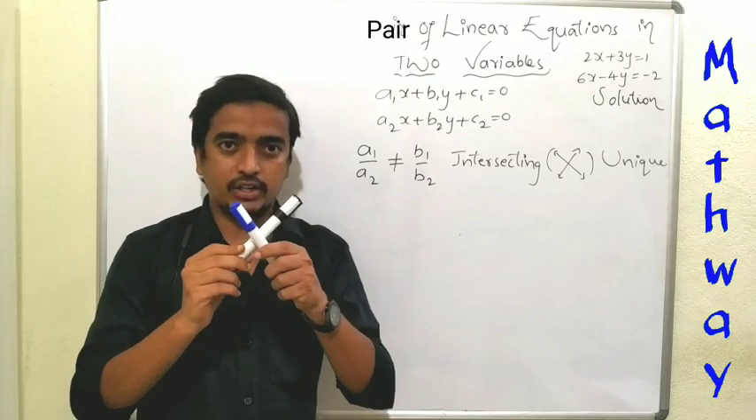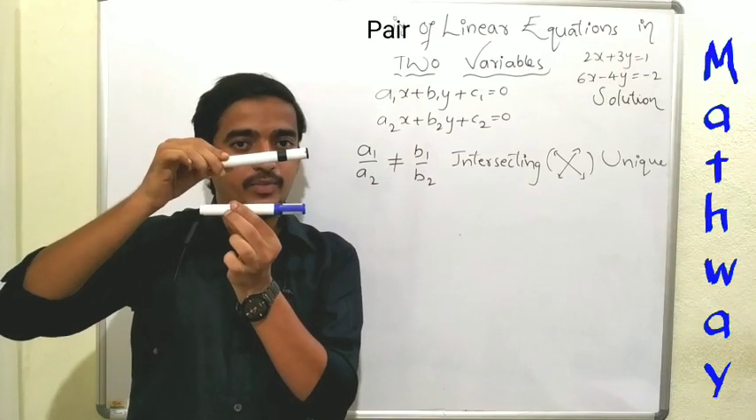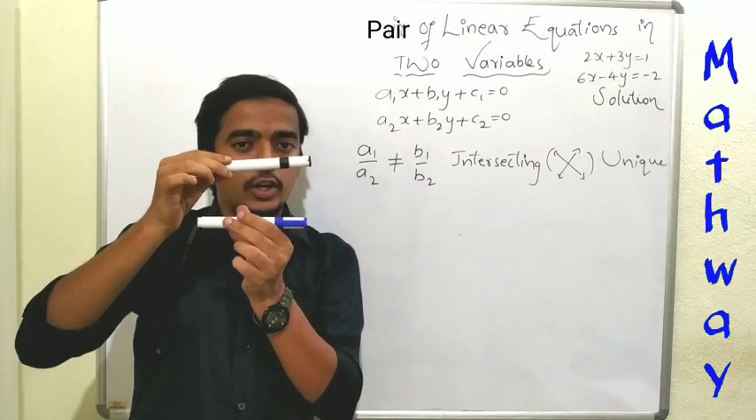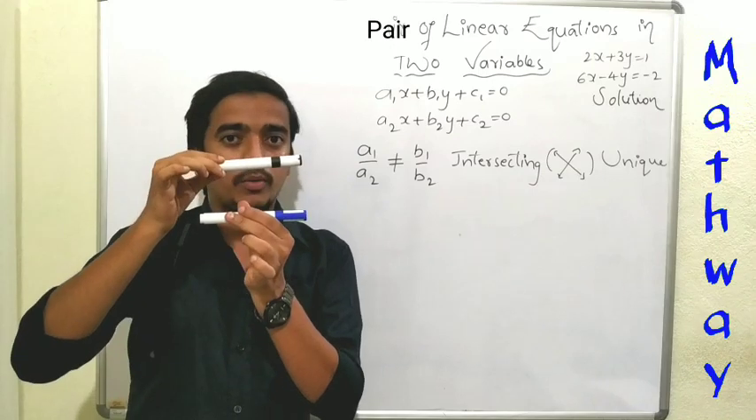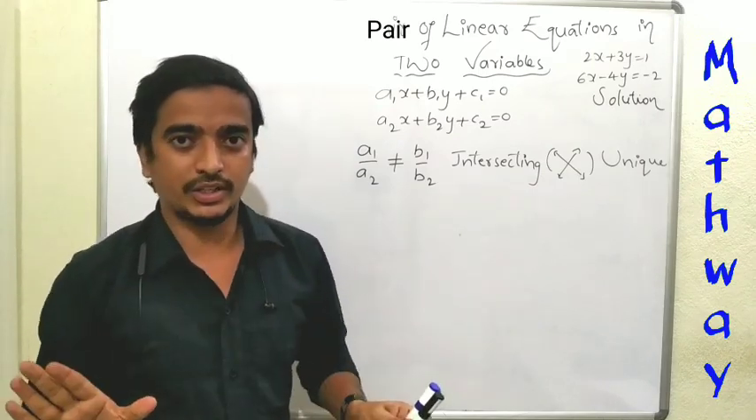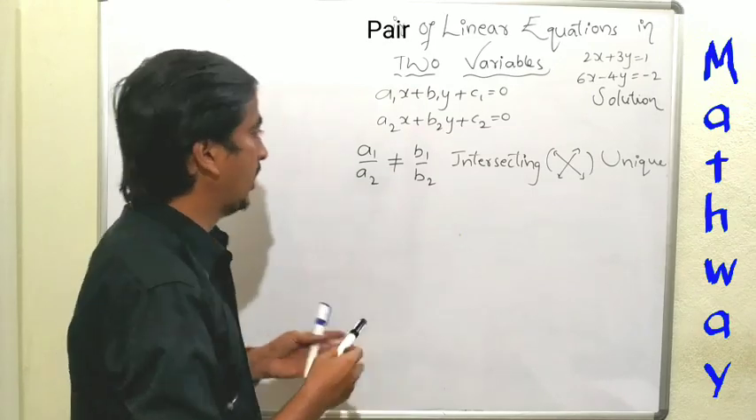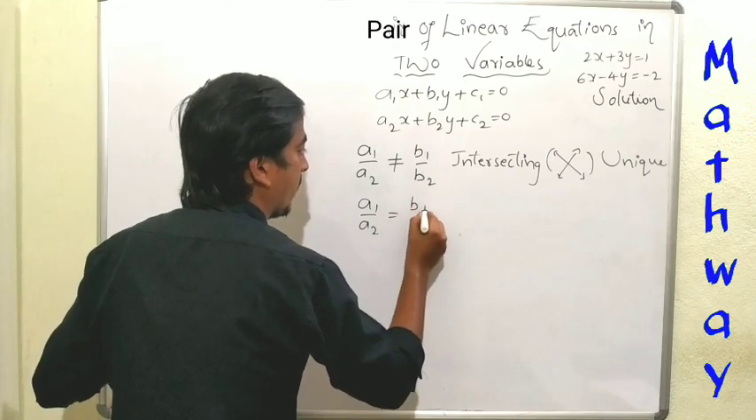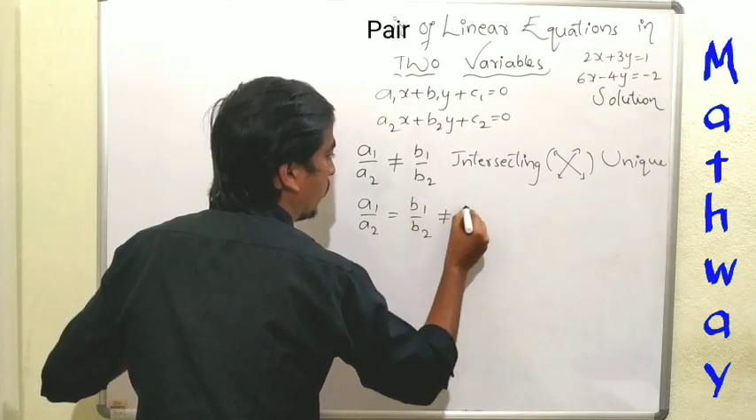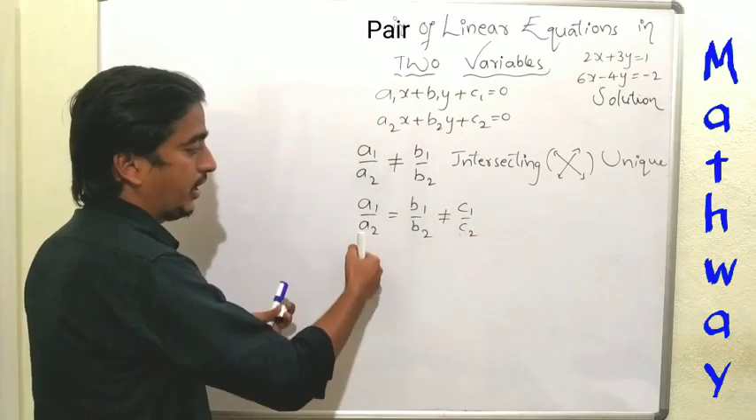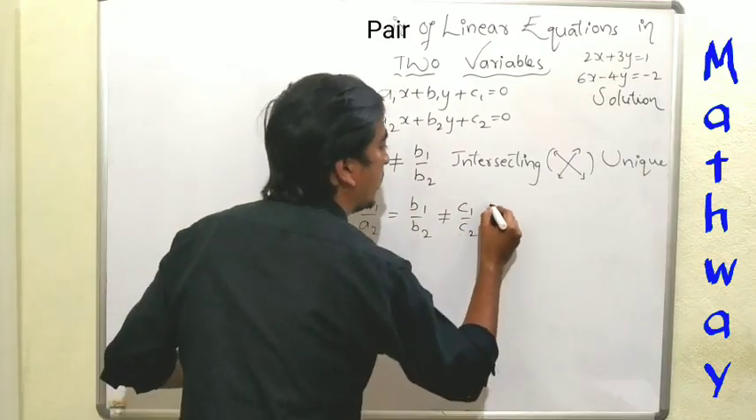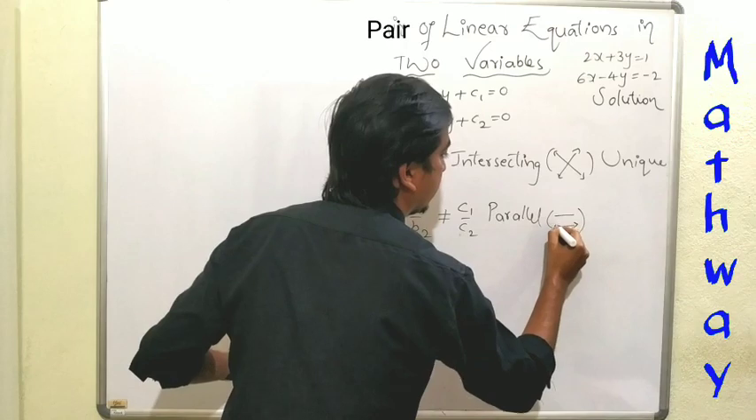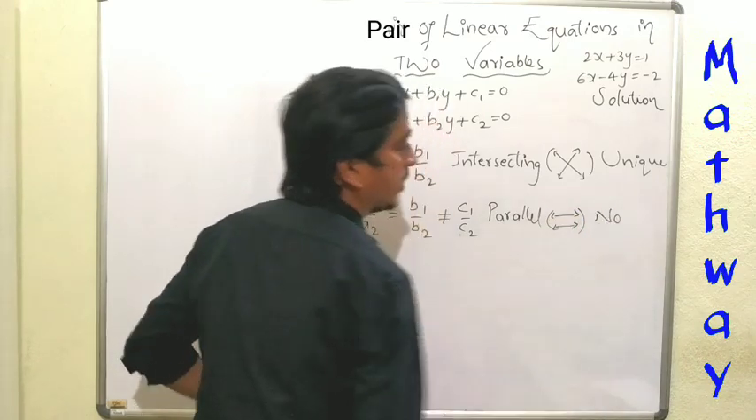Now, if the lines are parallel, do these two lines have any common point? No. So when the lines are parallel, there is no solution. Now let us see the relation with the coefficients. If a1 by a2 equals b1 by b2 not equal to c1 by c2, then the lines are parallel. So parallel lines have no solution.